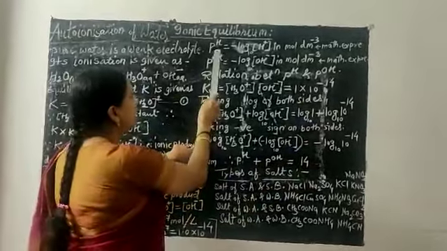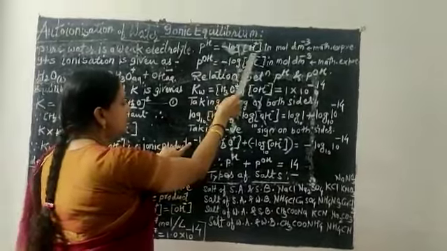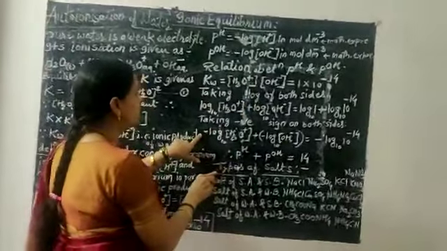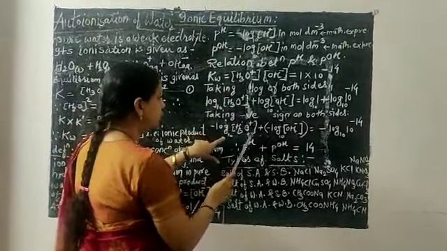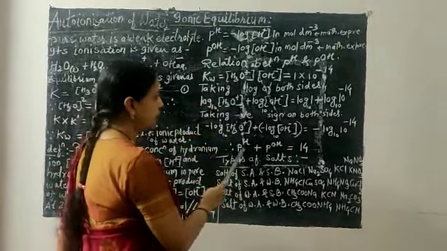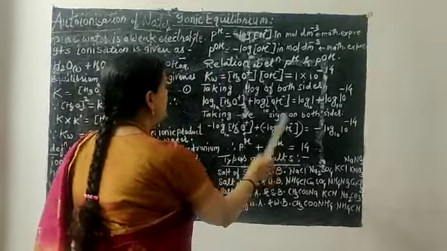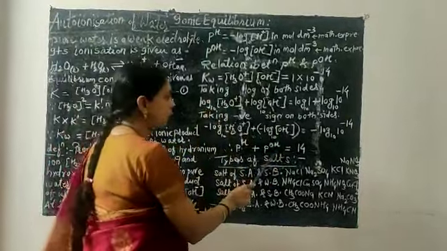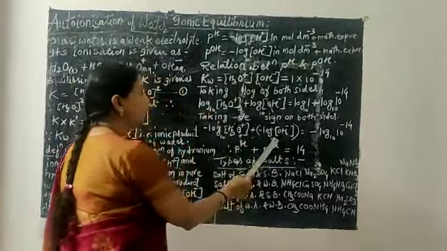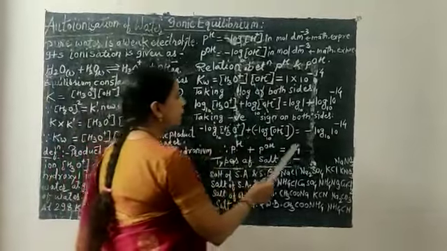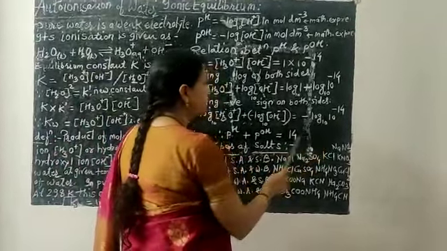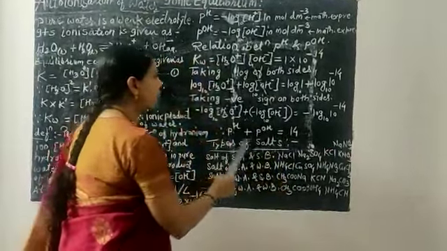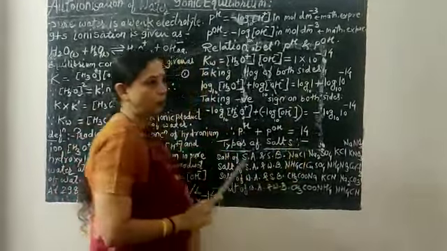Now see here, negative log of H plus ions concentration or H3O plus ions concentration is nothing but pH. So negative log of H3O plus ions concentration is pH, and negative log of OH minus ions concentration is pOH. So substituting the value of pH and pOH here, negative log of 10 to the power minus 14 is 14, and thus pH plus pOH is equal to 14.